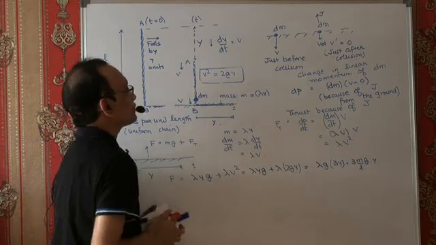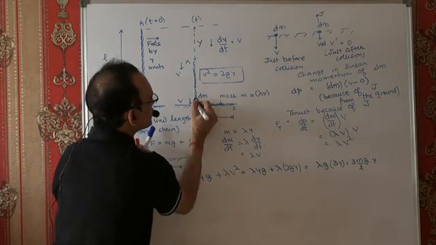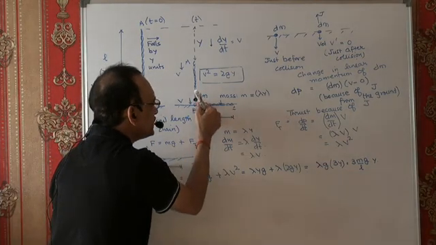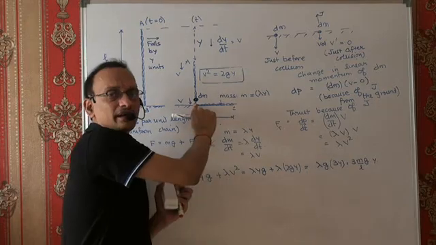Now, what's going to happen in a small time dt after this is the following. There is going to be a small mass element dm of the chain which is falling vertically with a velocity v like this, and it'll rest on the ground.